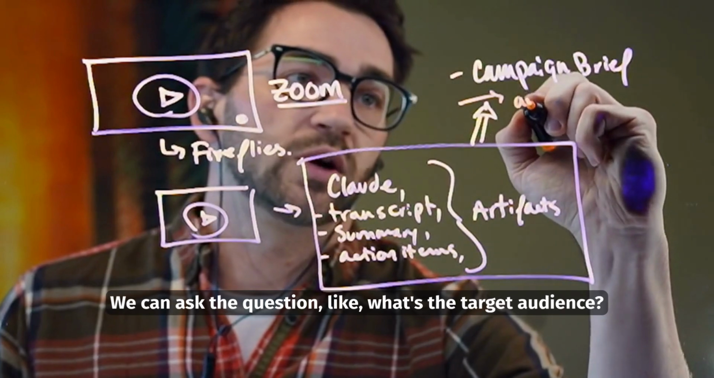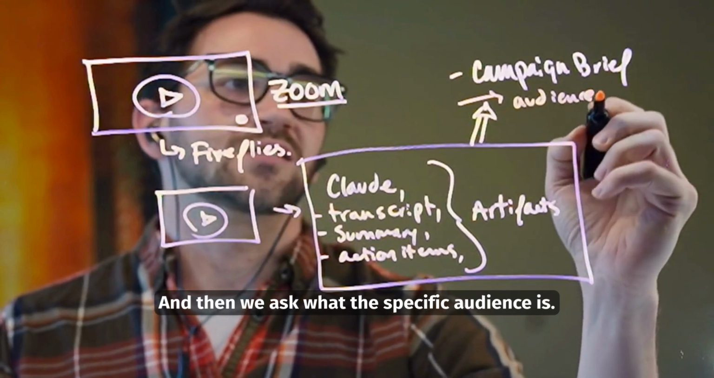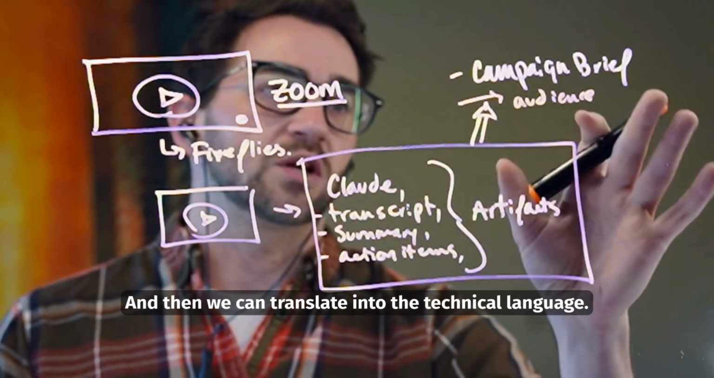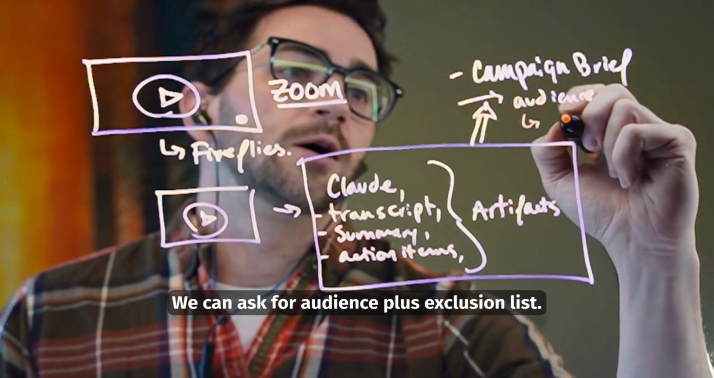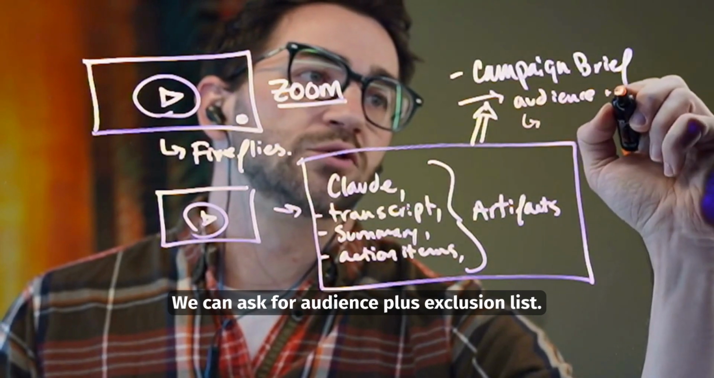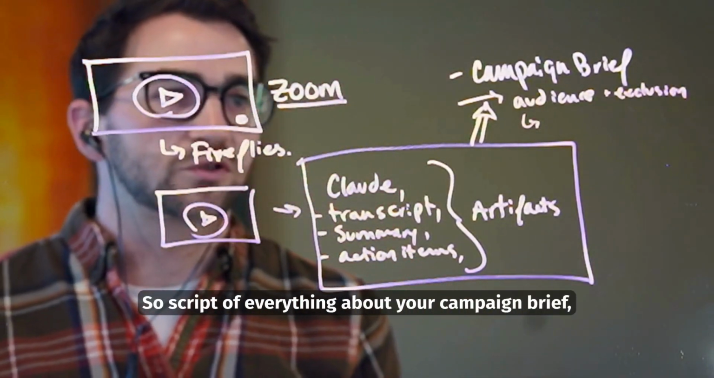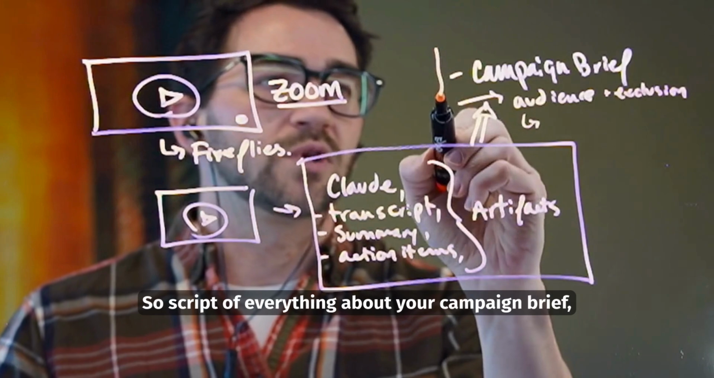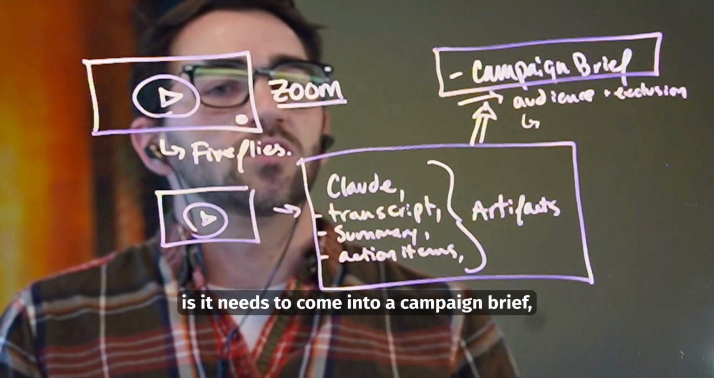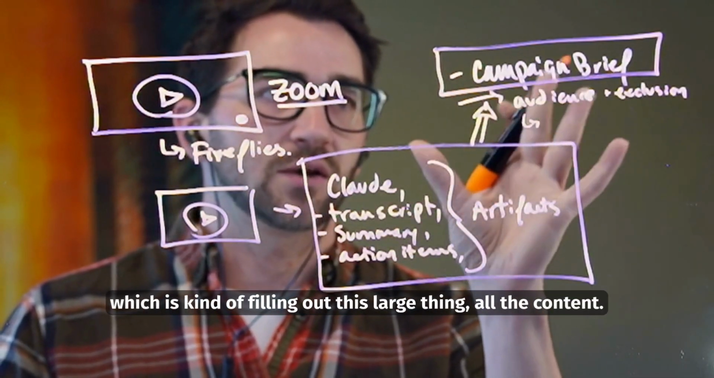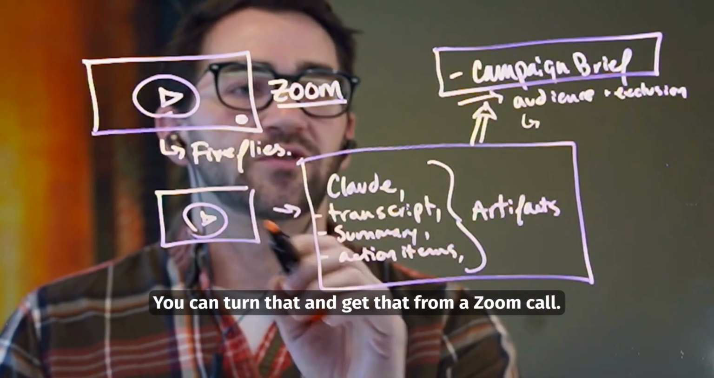We can ask the question like, what's the target audience? And then we ask what the specific audience is. It'll be in everyday verbiage, and then we can translate it into the technical language. We can ask for audience plus exclusion list. Need to figure out always the exclusion list. We can go through and come up with a script of everything about your campaign brief, which is the core of how you should be doing any campaigns. It needs to come into a campaign brief, which is kind of filling out this large thing of all the content. You can get that from a Zoom call.